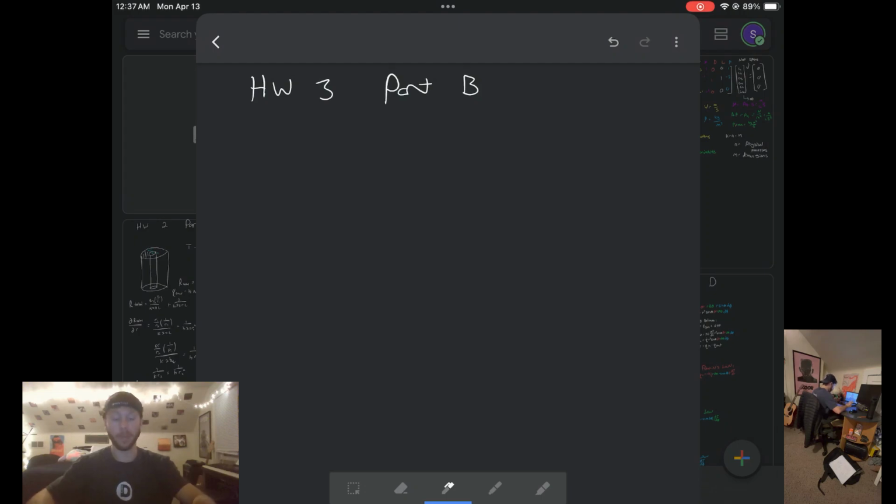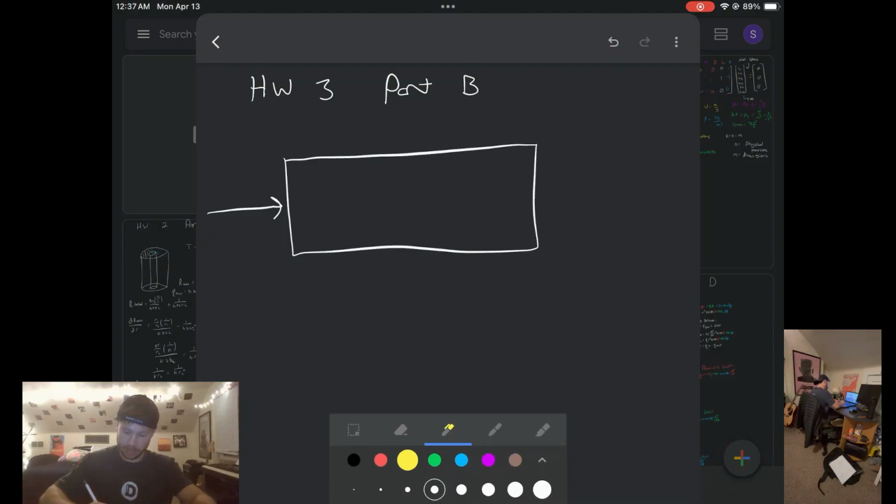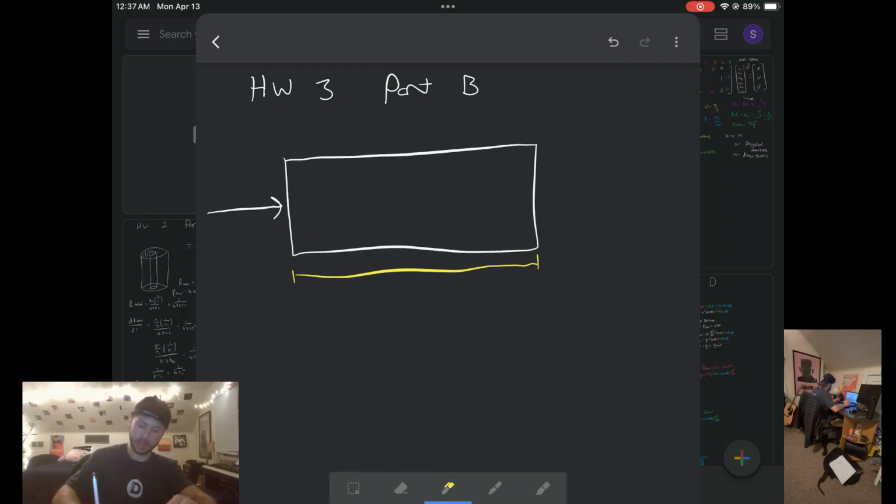This is homework 3, part B. So, in this video, we will be looking at a flat rectangular plate. And we'll imagine that this plate has some heat flowing through it and has a given length L.